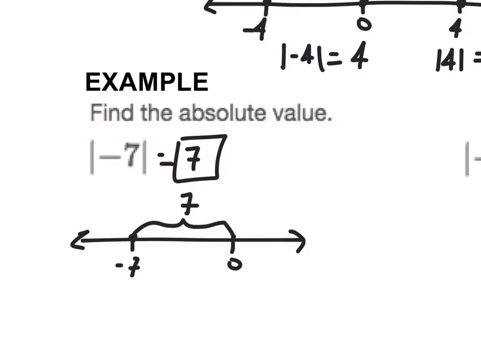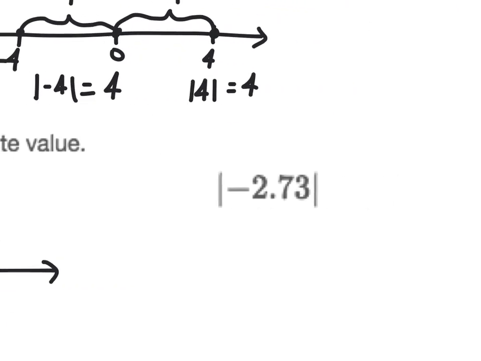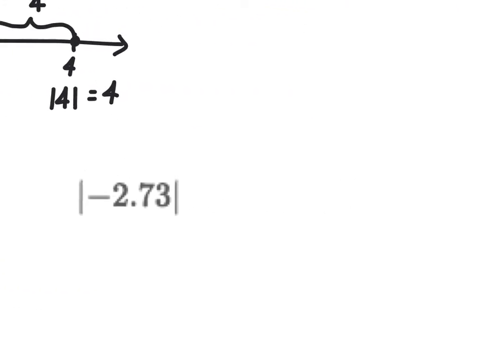If you want to draw the number line, you can. If you want to ask yourself that question, that's great, but you don't have to always. By definition, that's what it is. The absolute value of -2.73, let's just take what's inside, make it positive. So we've just got 2.73, and we're done.